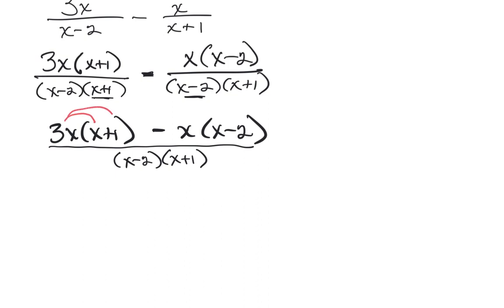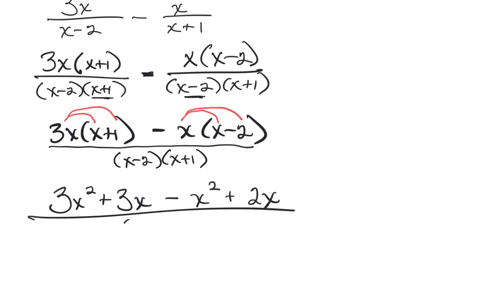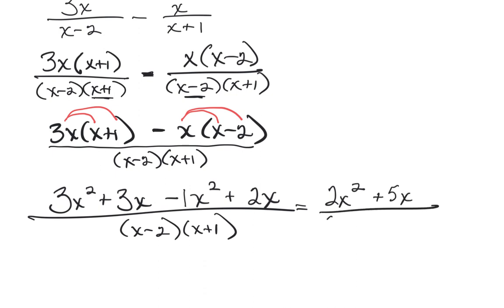3 times x and 3 times 1. And same thing here, negative x times on both of them. Squared, minus x squared plus 2x. Combine any common terms that we have. 3x squared minus, that's a 1x squared. So that would be 2x squared. And then 3x plus 2x is 5x. Here we go. And that is it.